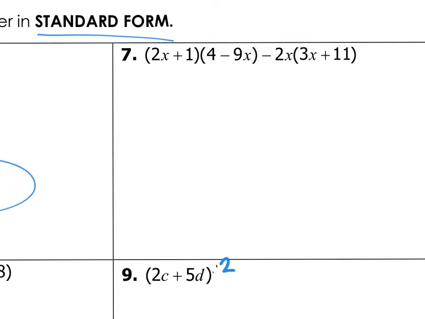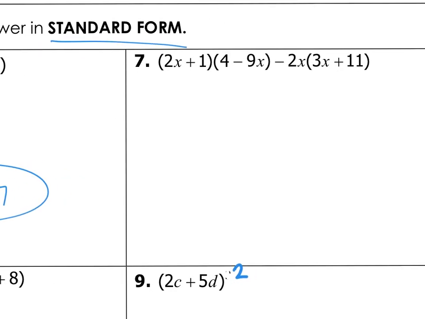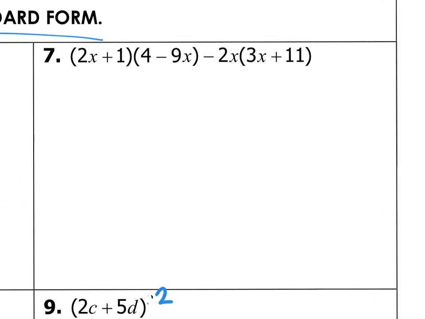Okay, number 7 is a 2-step problem. So we're going to break it down into 2 parts. So you have a binomial times binomial to start with, which is right here. And then you also have this distribution part right here. So I'm going to go ahead and set up boxes to multiply this out. This 2 by 2 here.